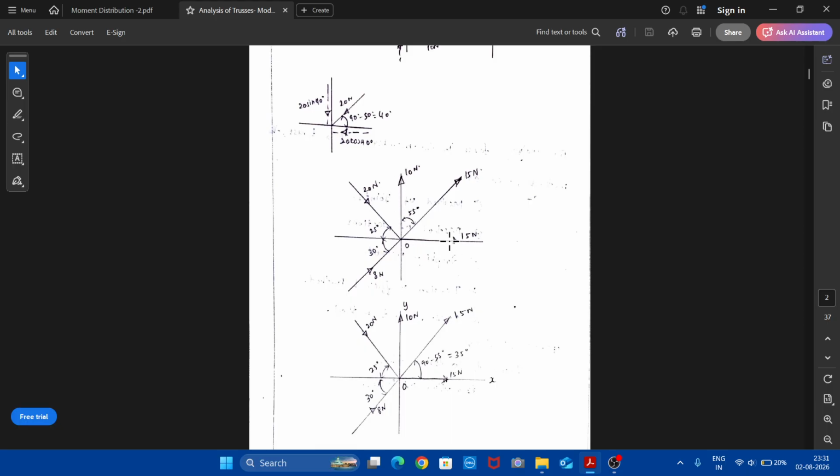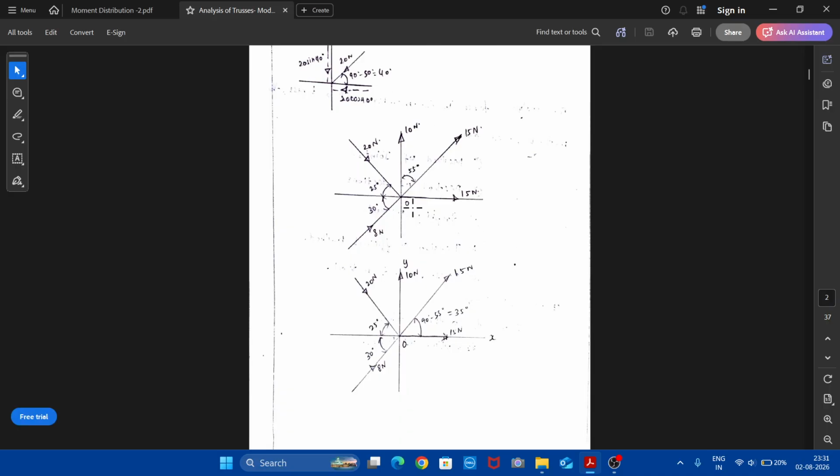And this is a vertical force, this is a truly horizontal force, and this is an inclined force. For this 50 Newton, the angle is given with respect to vertical axis. So before finding the components, convert all the angles with respect to horizontal axis. So this is 25 degrees, leave as such, 30 degrees, leave as such. Here 55 is given, therefore 90 minus 55 will be 35 degrees, the angle made by this 50 Newton with respect to horizontal axis.